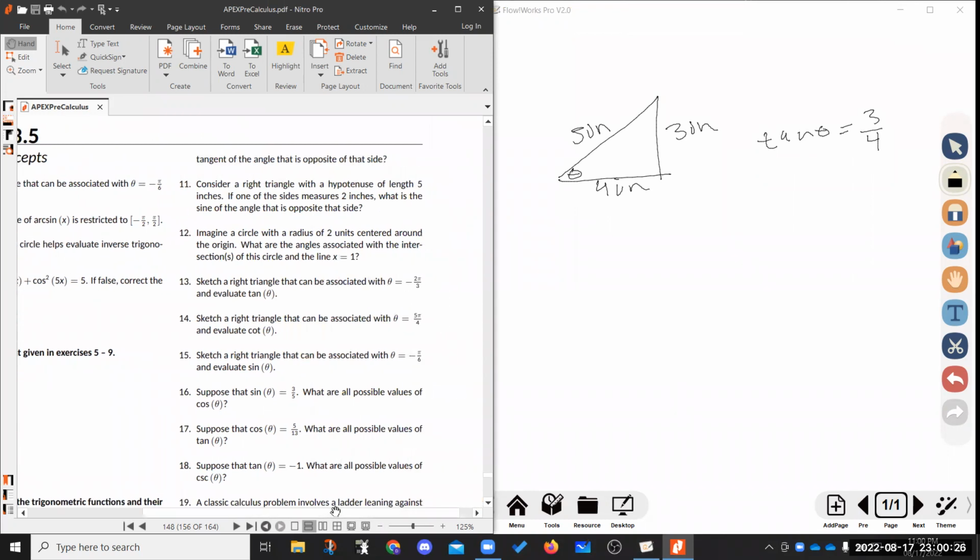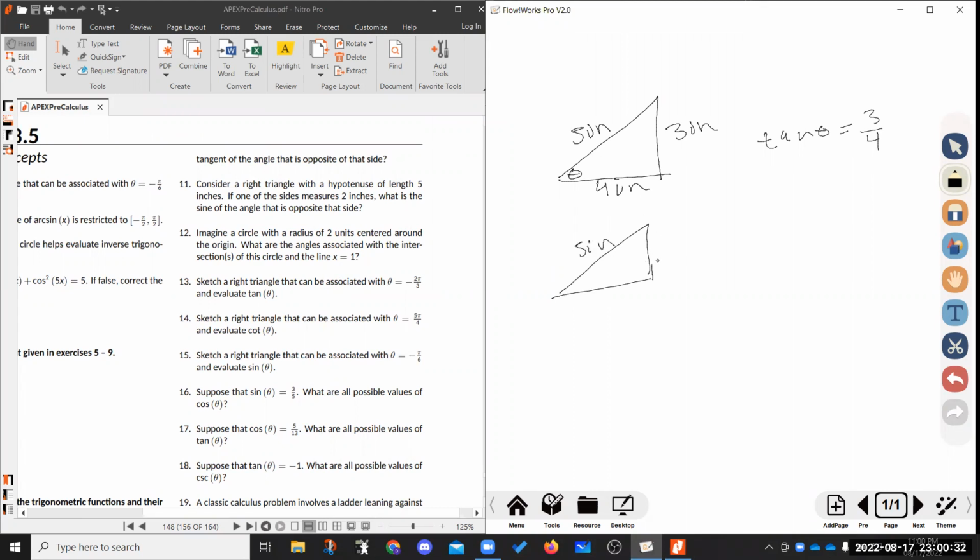Consider the right triangle whose hypotenuse is of length 5 inches. And then there is a side that is 2 inches. It's across from the angle that we're interested in. I always want my angle in standard position in the lower left-hand corner. And then they want us to find the sine of this angle. So the sine of theta is opposite over hypotenuse, which is 2/5.